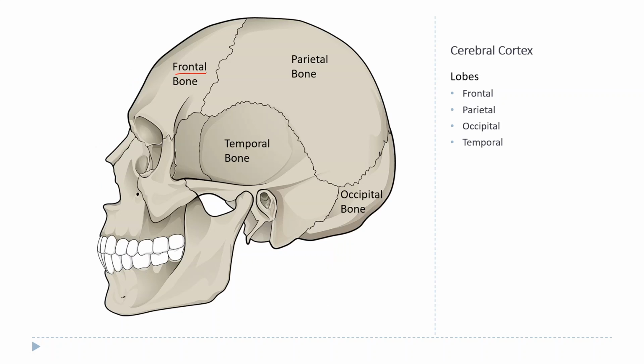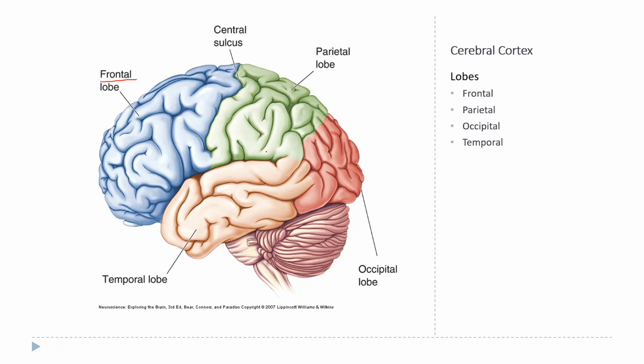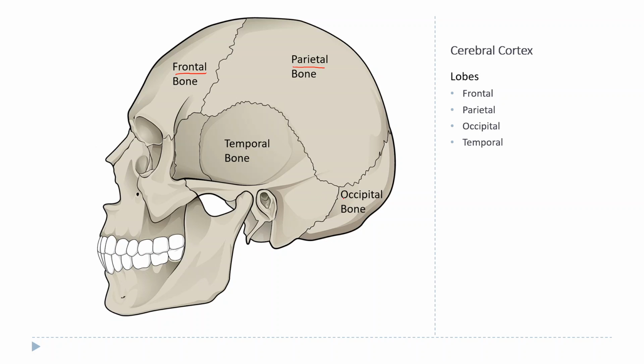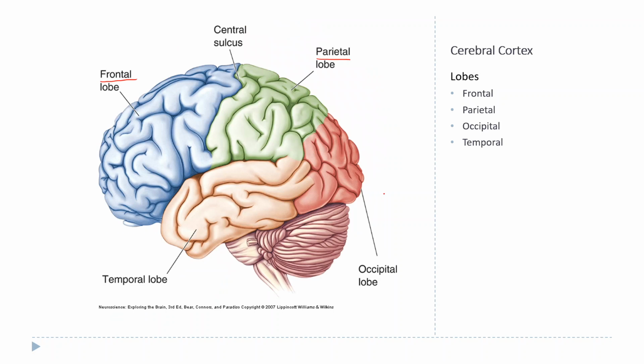And then the parietal bone is really the bone that sits on top of your skull. And so the part of the brain underneath that we call the parietal lobe. And then the very back of your skull is made of a piece of bone called the occipital bone. And so we call the region of brain underneath that the occipital lobe.